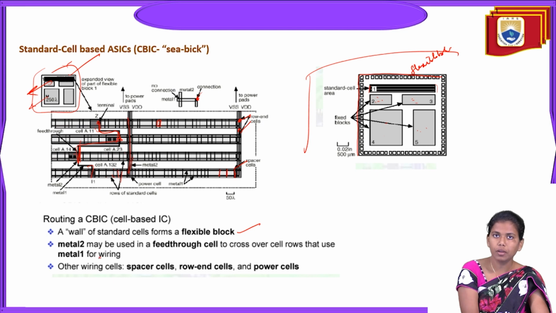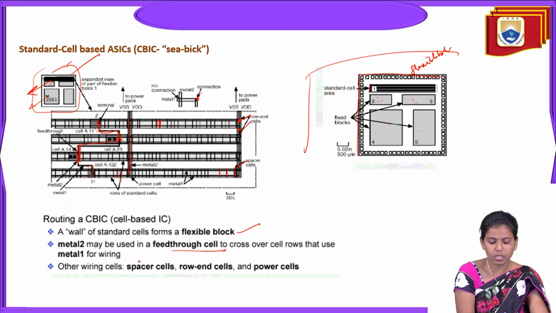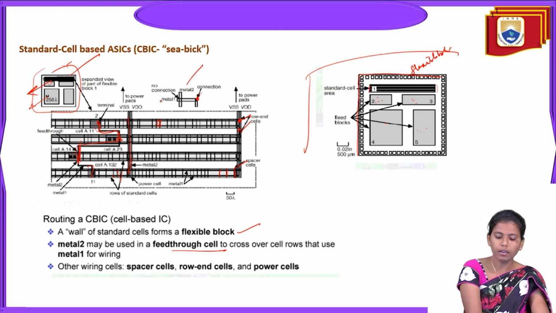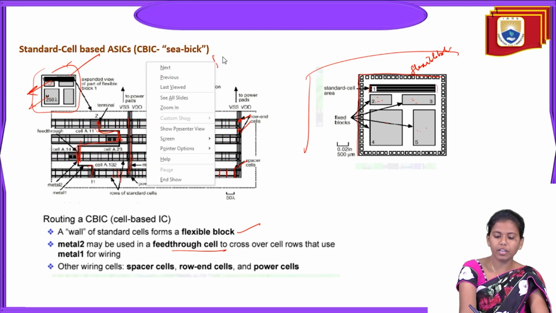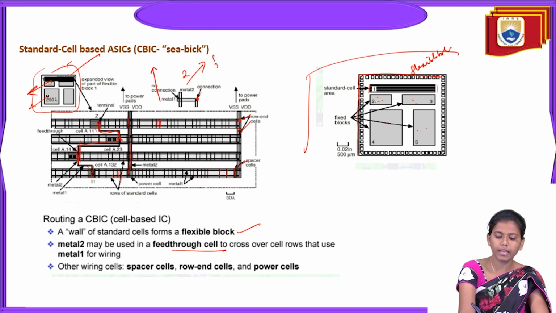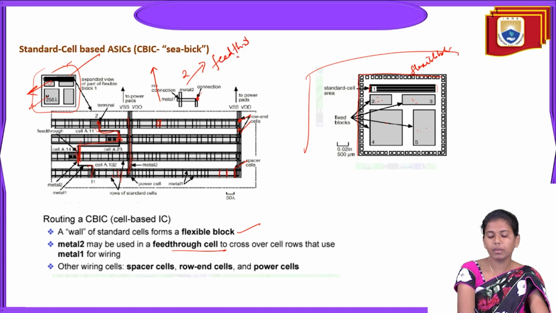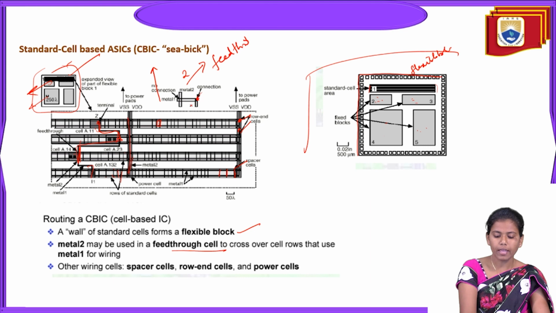So metal 2 may be used in a feed through cell to cross over rows that use metal 1 for wiring. So here you see metal 2 and metal 1. Metal 2 is for feed through. So that means the power supply can be given. So the power can be accessed with the metal 2. And then metal 1 is for wiring. So metal 1 is meant for wiring.